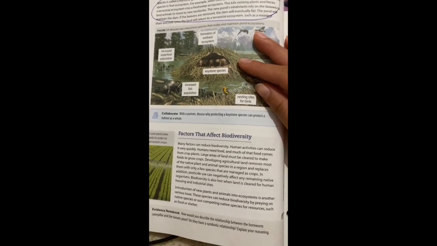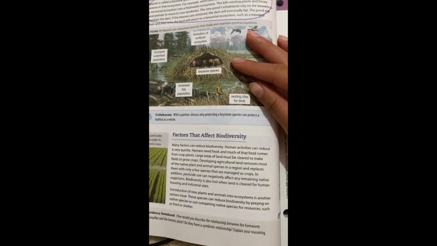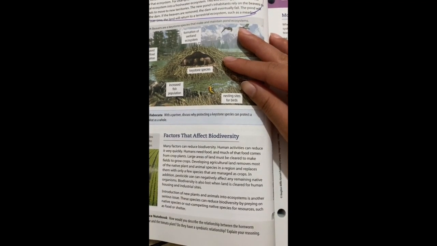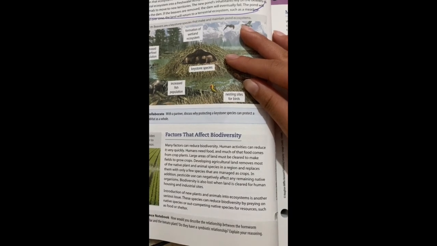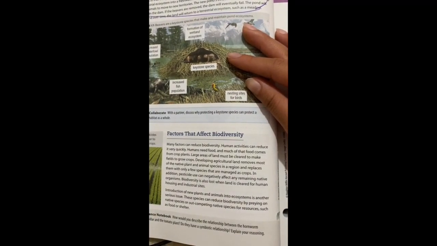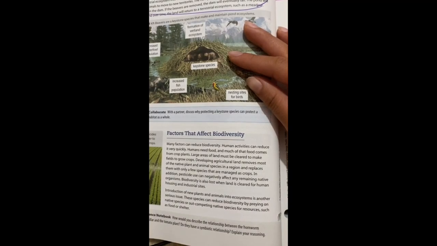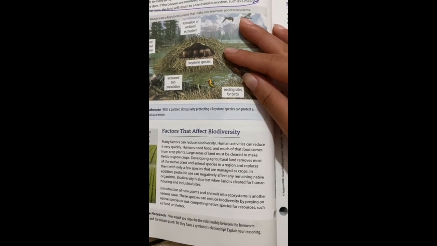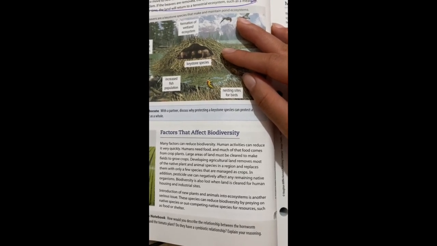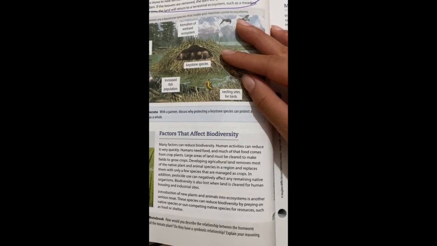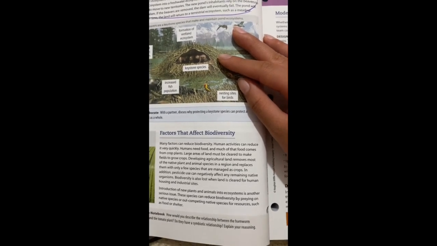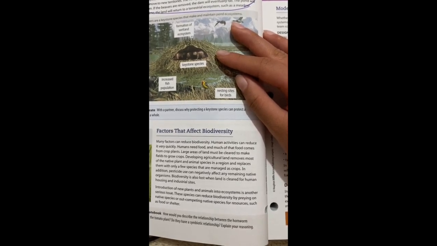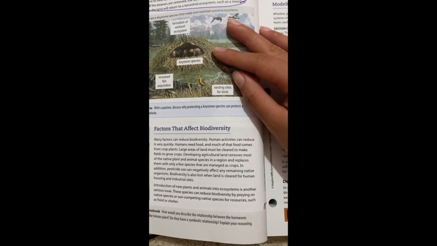Factors that affect biodiversity. Many factors can reduce biodiversity. Human activities can reduce it very quickly. Humans need food, and much of that food comes from crop plants. Large areas of land must be cleared to make fields to grow crops. Developing agricultural land removes most of the native plant and animal species in a region and replaces them with few species that are managed as crops. In addition, pesticide use can negatively affect any remaining native organisms. Biodiversity is also lost when land is cleared for human housing and industrial sites.